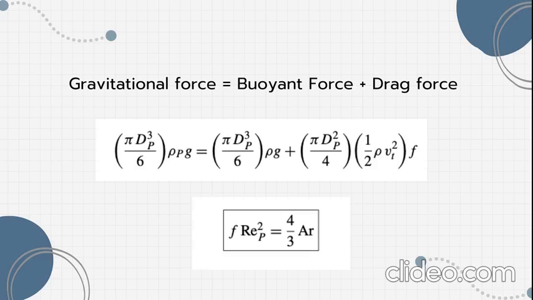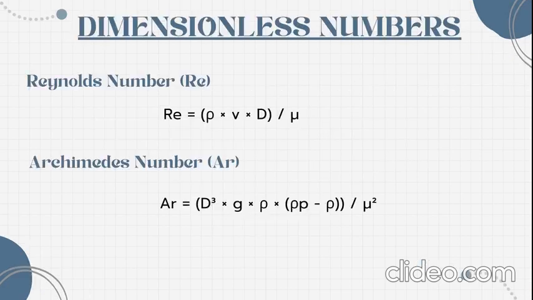So coming to the discussion of Reynolds number and Archimedes number. Reynolds number and Archimedes number are dimensionless numbers. They are used to simplify engineering problems. So Reynolds number is equal to density of the fluid times velocity times diameter of the particle divided by viscosity. So a low Reynolds number gives us a smooth laminar flow, and a high Reynolds number gives us a turbulent flow. Now, this Reynolds number affects the drag force.